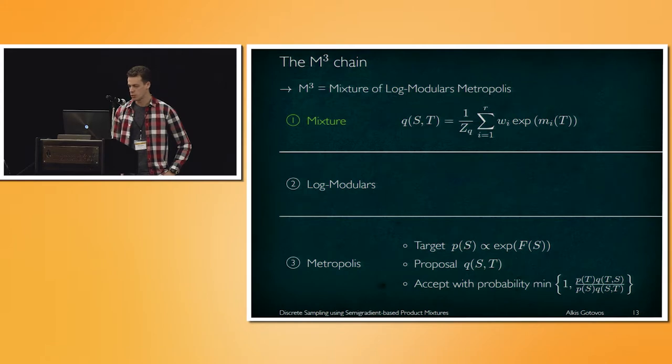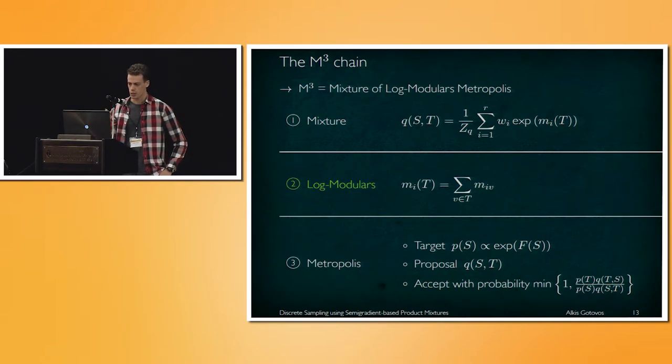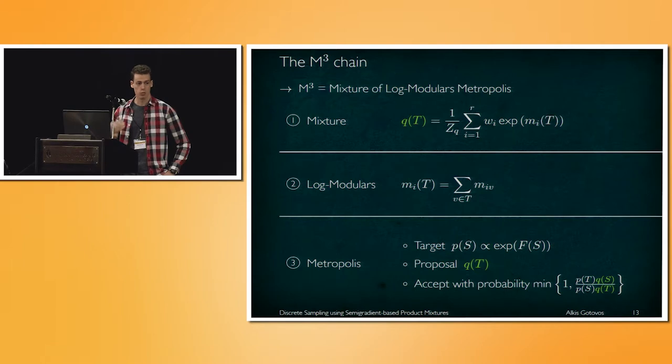So each of those here is basically a distribution, a product distribution over n independent variables. So that's where the log-modulars come from. So basically each m_i here is just a sum over m_i(v). So what's important to note here is that the way I've defined this proposal mixture, it basically doesn't depend at all on S. So what we do in the end is basically we propose globally the next state to go to independently of where we are right now, which is kind of conceptually what would help you jump over these bottlenecks. It's not a local sampler, it does these global proposals.